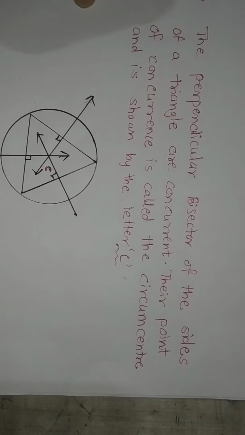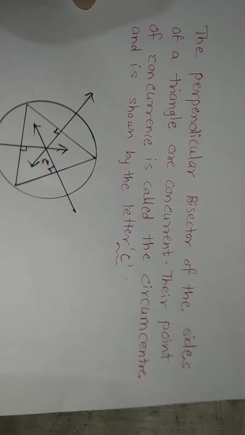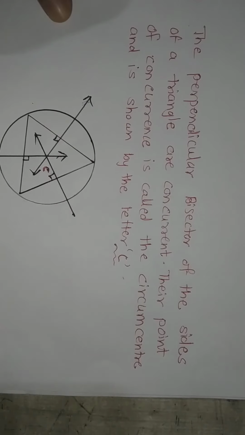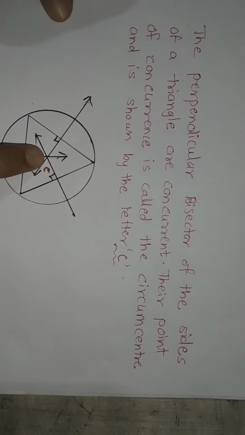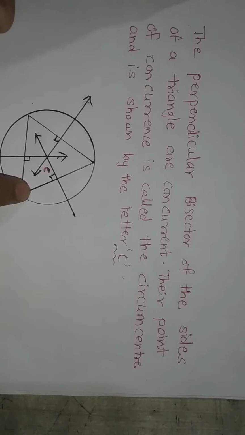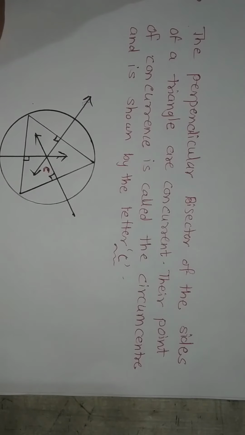Now, the next fact we will see here is that the perpendicular bisectors of the sides of a triangle are concurrent. The point of concurrence is called the circumcenter and it is shown by the letter C. In this diagram we can see that this is the point of concurrence and this point is called the circumcenter. Okay students, in this way we have seen two new types of construction.